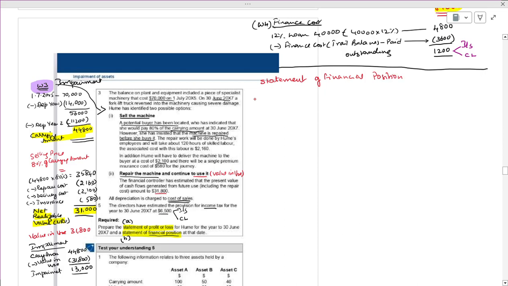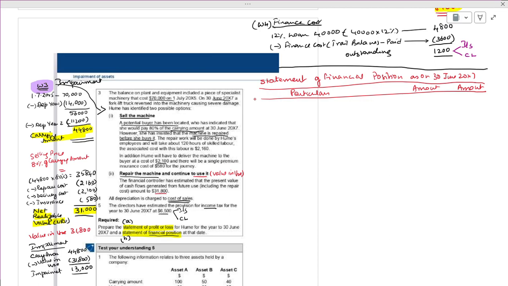The statement of financial position as on 30th June 2007. Put it like this. Here nothing is there; all the things we have done are in the workings. Workings are very important. Particulars, amount, and amount. Now first, what you have to do, if I am fast, tell me to be slow. Okay, I am very slow.